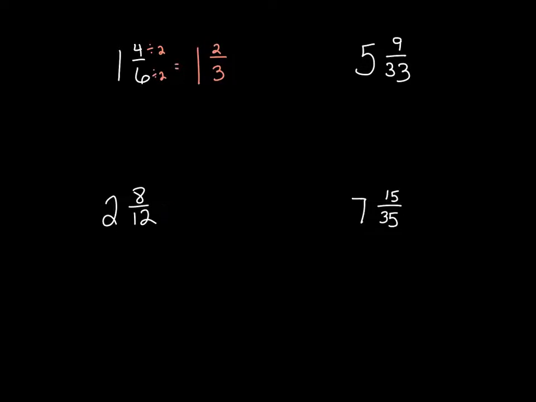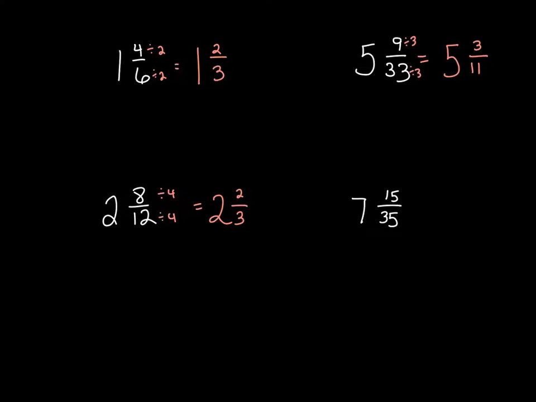Okay, and with the next one, 8 and 12 can both be divided by 4. You leave the 2 alone. 8 divided by 4 is 2. 12 divided by 4 is 3. Next, 5 and 9 over 33. These can both be divided by 3. You leave the 5 alone. 9 divided by 3 is 3. 33 divided by 3 is 11.